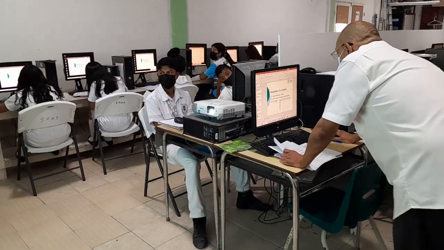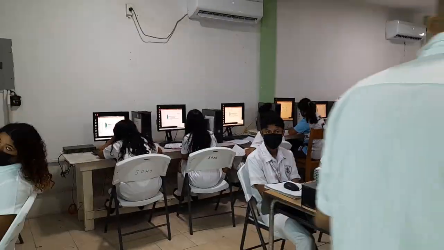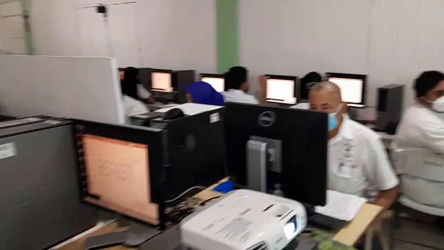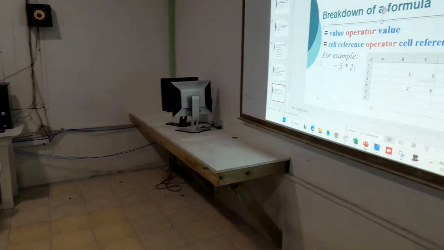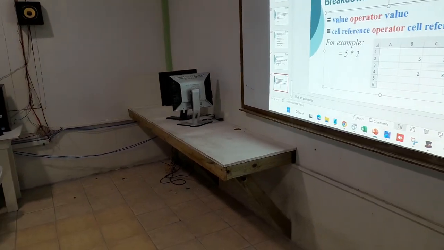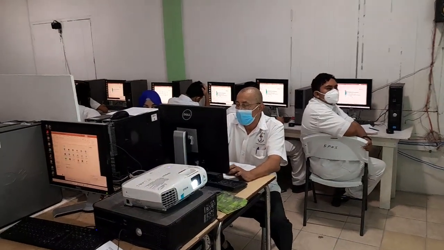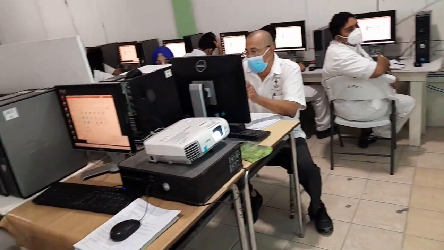Marwa, tell me what cell is the number 5 in? What cell? It is B2. So she said, of course, B2. So, to do a math formula, what is the first thing we do, class? Equal. And then the cell reference that number 5 is in is B2. If I want to multiply, of course, I use the asterisk.